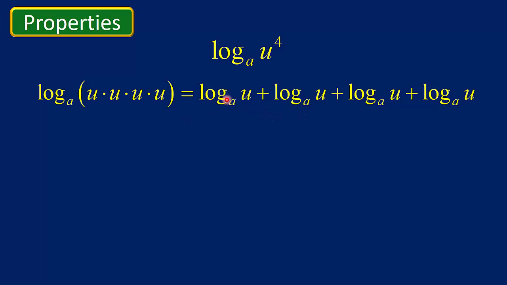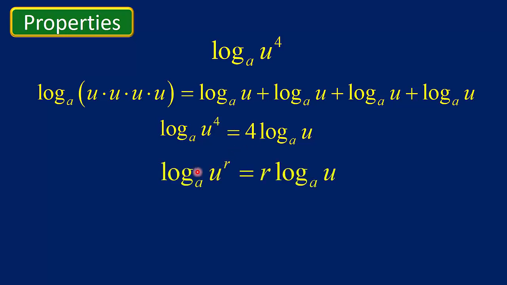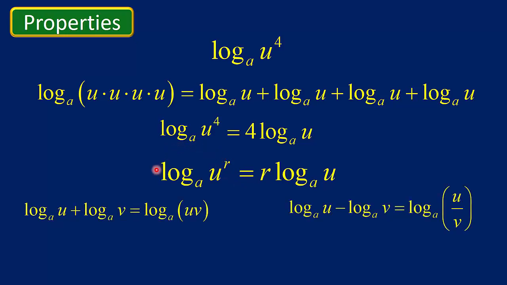Now notice there are four of these: 1, 2, 3, 4. So this right here, of course, is log u to the fourth, and this right here is 4 log u. There are four of them: 1, 2, 3, 4. So look what this is saying. These two are the same. And in fact, this is our third property that we're going to observe, that log base a of u to the r is equal to r log base a of u. It's like I just brought that r out front. And then we put those together with our other two properties. These are three very powerful tools in mathematics that we'll be using.